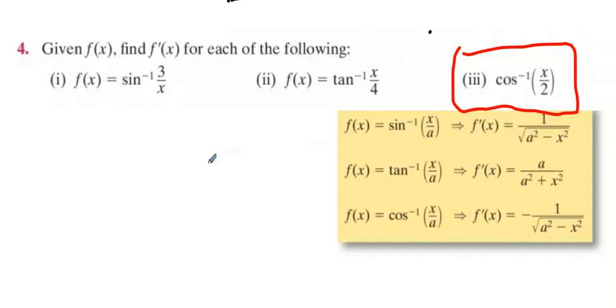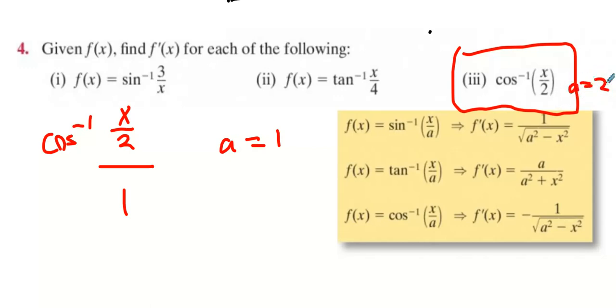Would everybody be all right if I wrote it like this? Cos x over 2 divided by 1. That makes sense, and that sticks rigidly to my rule of a equals 1. Now, it would actually work if you just said a equals 2 for this one and slotted in 2. You know what I was concerned about?